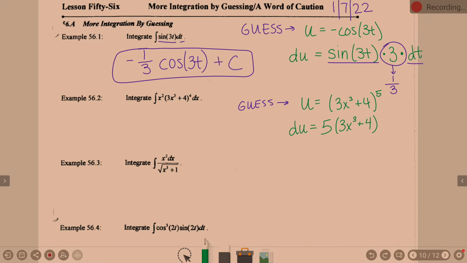What do we do to the power? Subtract 1. So now it's 5 times (3x to the third plus 4) raised to the fourth, times the derivative of the inside. What's the derivative of 3x to the third plus 4? 9x squared. And then once you're done, it's always times dx, because we're taking the derivative with respect to x.